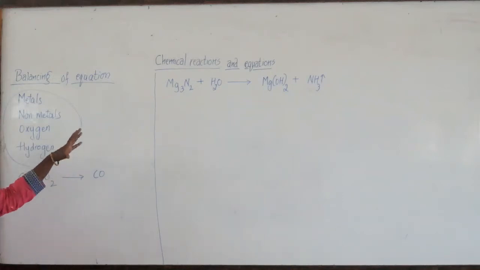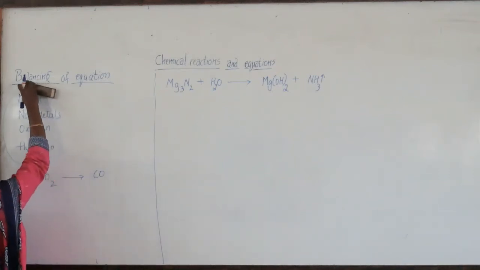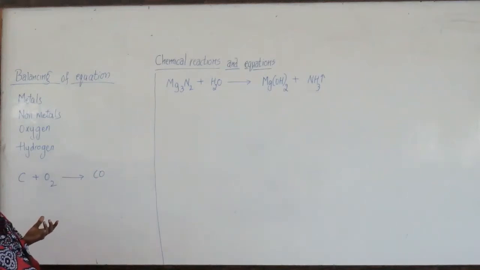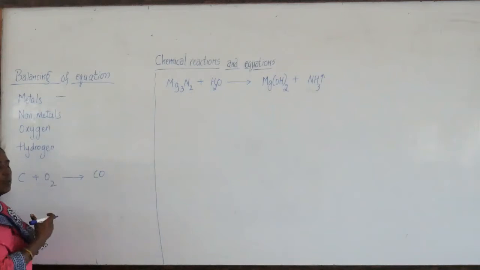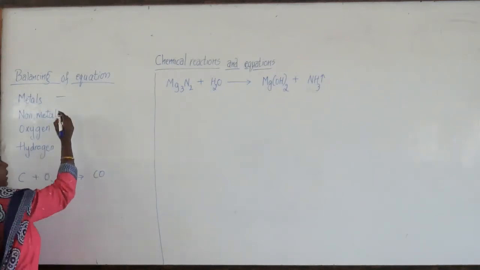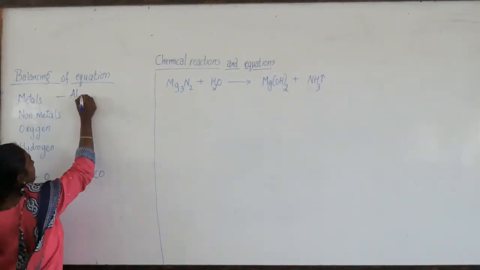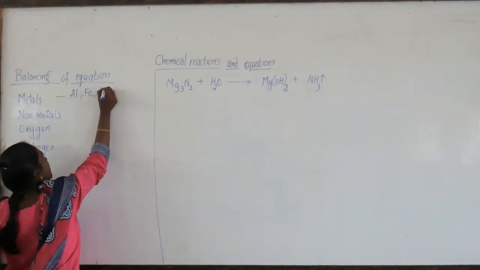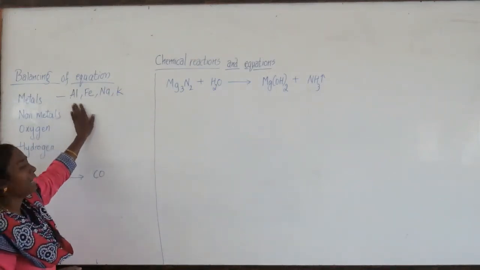Once we start solving the equations, you will get to know. Now let us start with a few examples. Which are the metals here? Is hydrogen a metal? No. Is helium a metal? No. Lithium? Yes, metal. Al stands for aluminium. Aluminium is a metal. Iron is a metal. Sodium is a metal. Potassium is a metal. So these are all metals.